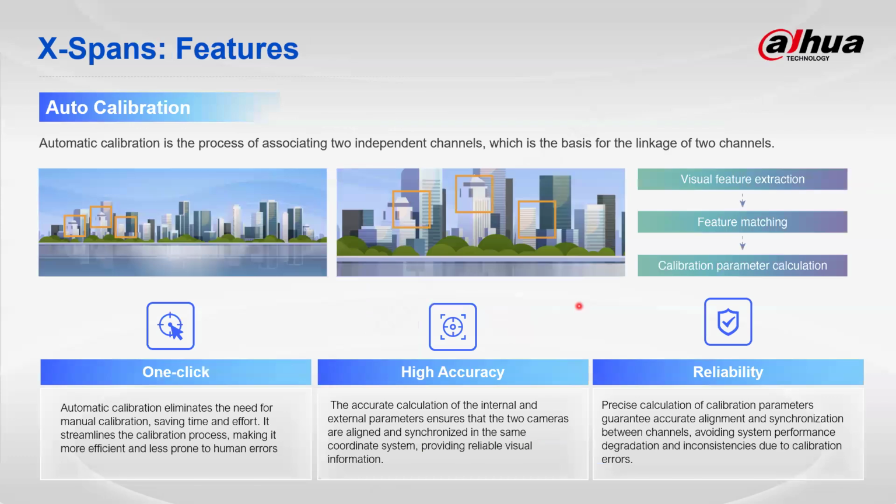There are two types of features for these products. We have the auto calibration function. In this case, auto calibration is the process of associating two independent channels, which is the basis for the linkage of the two channels, that is the bullet and the PTZ part of it. So this supports one click. Upon that one click, the PTZ can move to the particular area that I've clicked so that it can have better details of the camera itself.